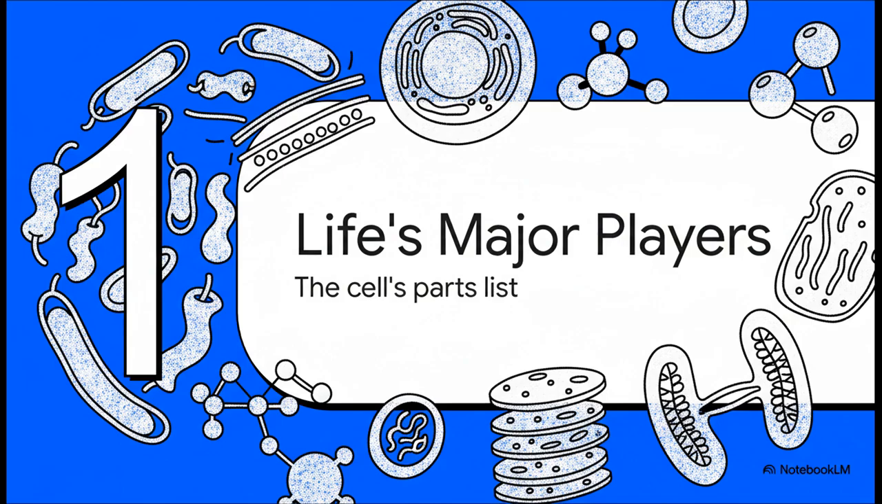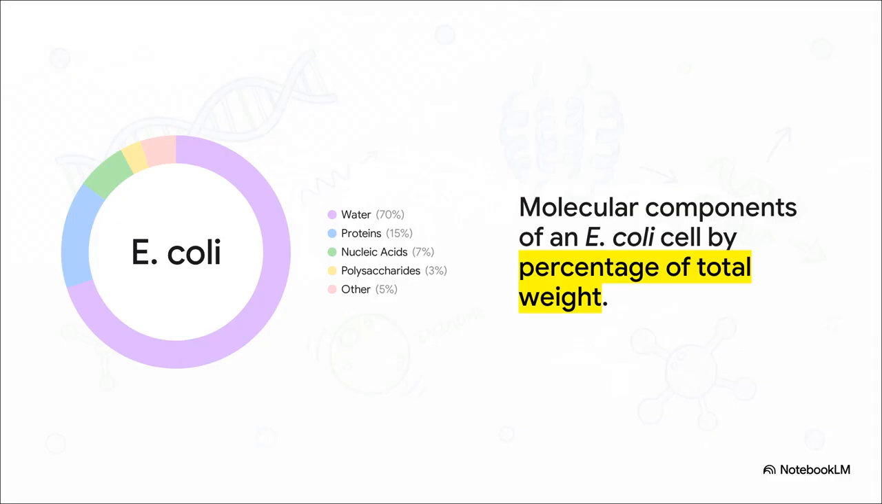We're going to shrink ourselves down, go inside a cell, and just check out the basic parts list for making a living thing. So take a look at this chart of a simple little E. coli cell. First thing you see, it's mostly water, right? But that other 30%, oh, that's where all the action is. It's almost entirely made of just a few types of huge molecules called macromolecules. These are the real engines and the actual building blocks of the cell.